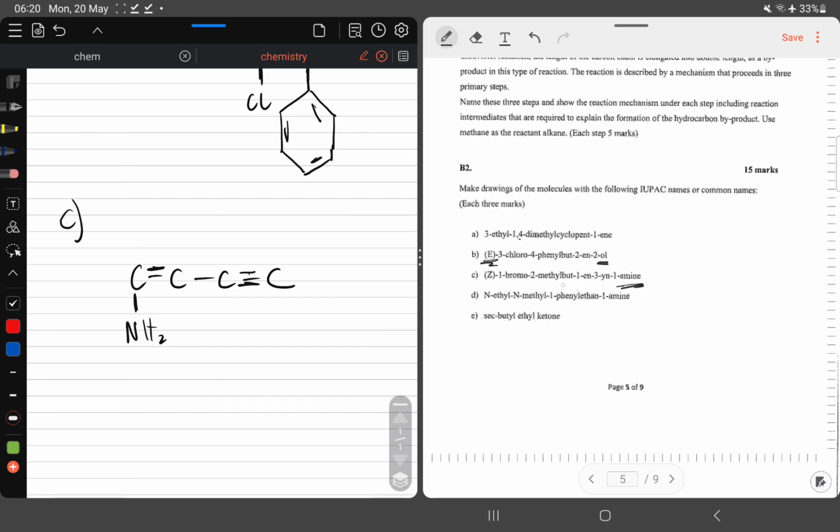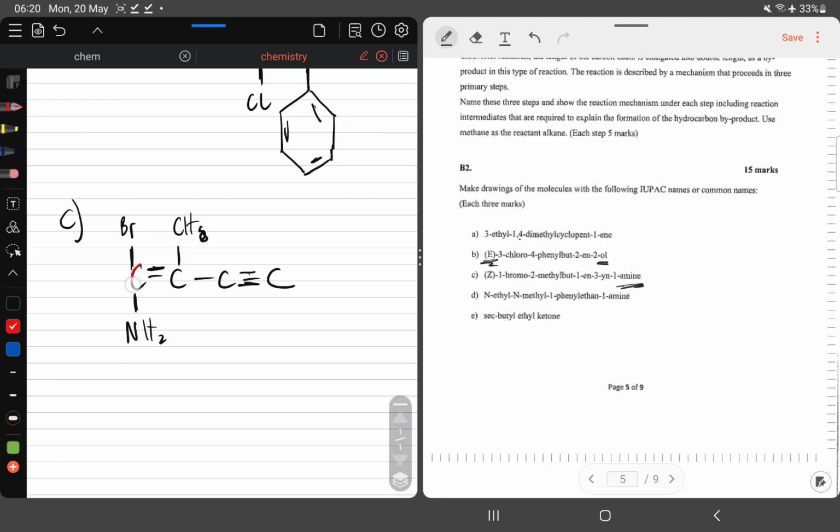Okay, and what else do I have? 2-methyl on position 2. I have a methyl, which is a CH3. Then 1-bromo, so on position 1, I have another Br. And they are Z, it means on the same side.